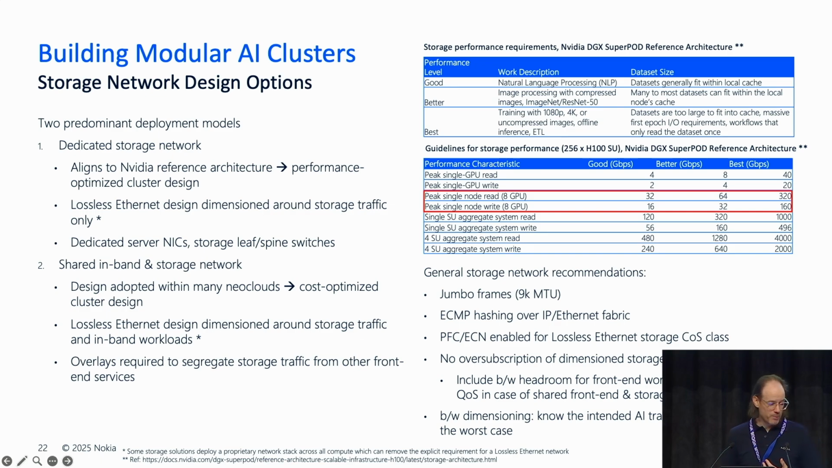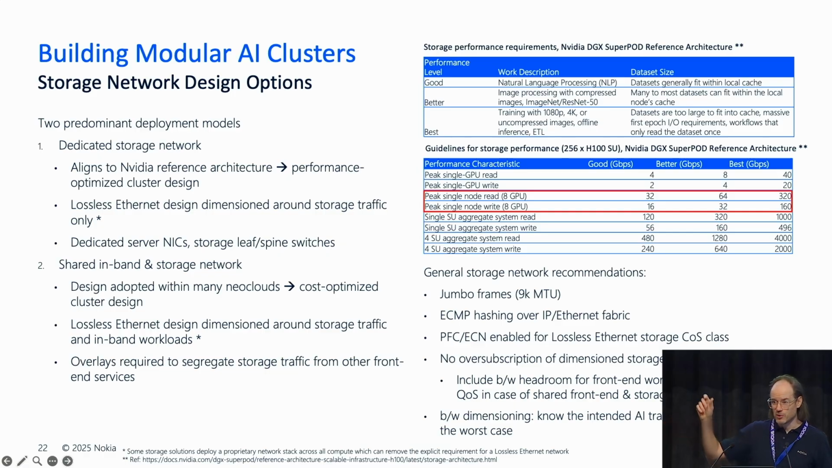And the second option is to have a shared in-band and storage fabric. This is a design adopted by many neoclouds or GPU as a service companies. It's a bit more cost optimized. You still need lossless Ethernet here, but you need to dimension it around both the storage traffic as well as the in-band workloads. And in this case, you typically need some kind of overlay support to deal with segregation of the front end and storage workloads.